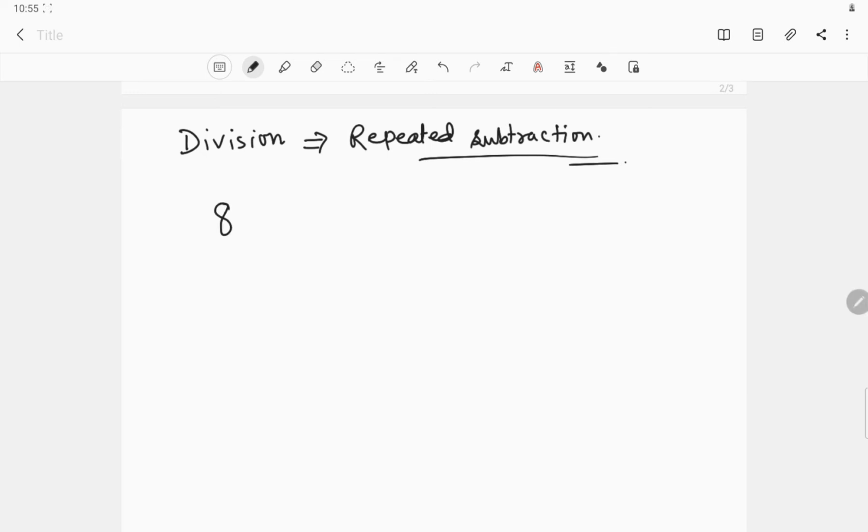Suppose I have 8 balls and I want to divide them among 2 people. At first I will give 2 balls to one person, so only 6 balls are left. Then again 2 balls to another person, then 4 balls will be left. Again you will give 2 balls to another person, and again 2 balls are left. Then these 2 balls will go to the last person and there will be no balls left. Okay.